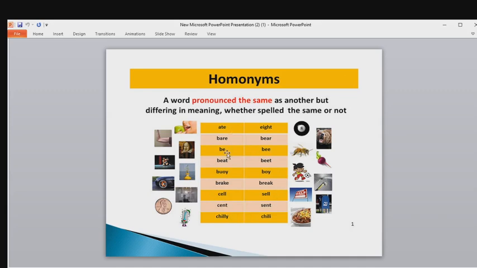In this manner, what we can see is that all these words have different spellings and their meanings are totally different, but they have similar pronunciation. They are pronounced similarly, and that is why they are called homonyms, or we can also call them homophones, because they have the same pronunciation.